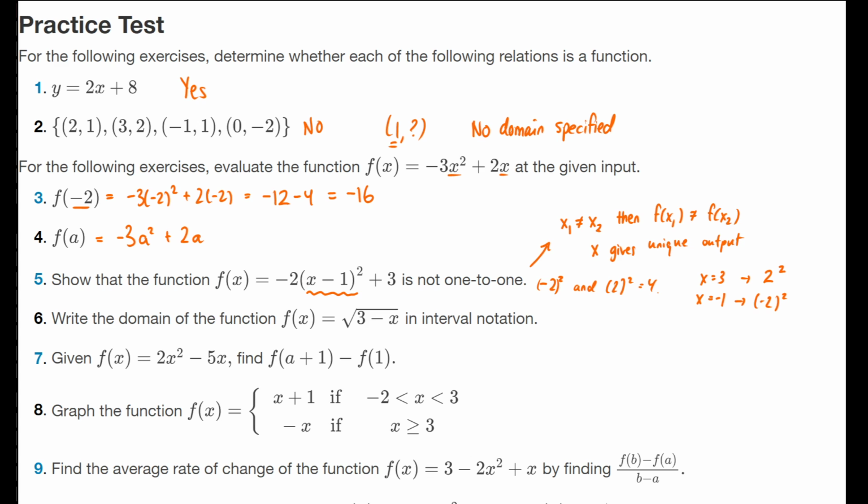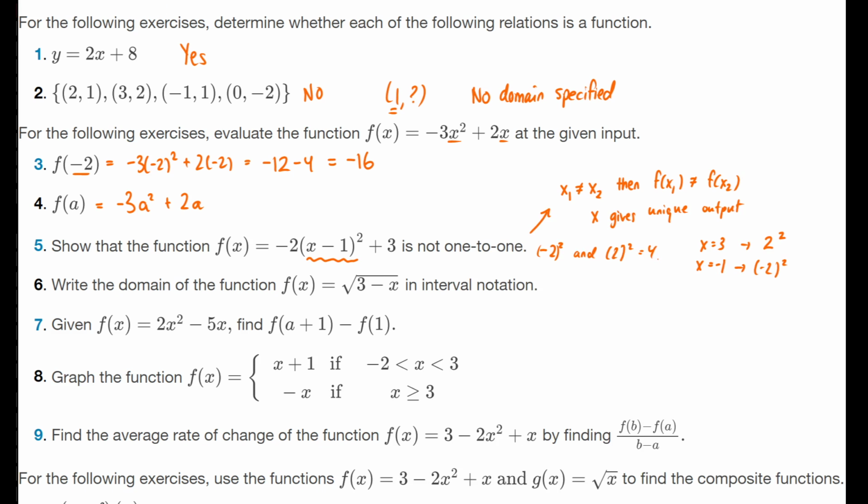Now, in terms of 6, write the domain of the function f of x equals the square root of 3 minus x in interval notation. What we have to do here is realize that 3 minus x has to be greater than or equal to 0. So that means 3 has to be greater than or equal to x. So in terms of interval notation, this goes from negative infinity up to 3, including it.